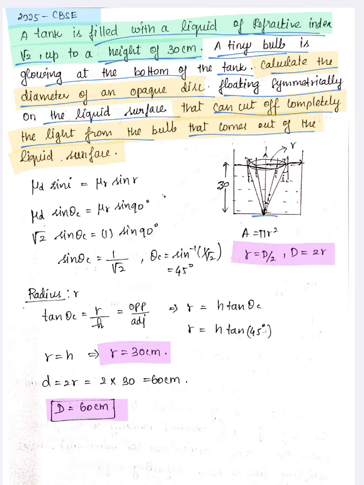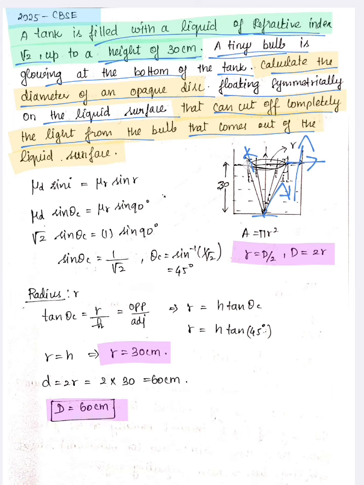When it is glowing, the light gets refracted into the air from the liquid when the angle of incidence is less than the critical angle, because here the light is traveling from denser to rarer. We know when light travels from denser to rarer, total internal reflection takes place when the angle of incidence is greater than the critical angle, and at the critical angle the refracted ray is grazing emergence.